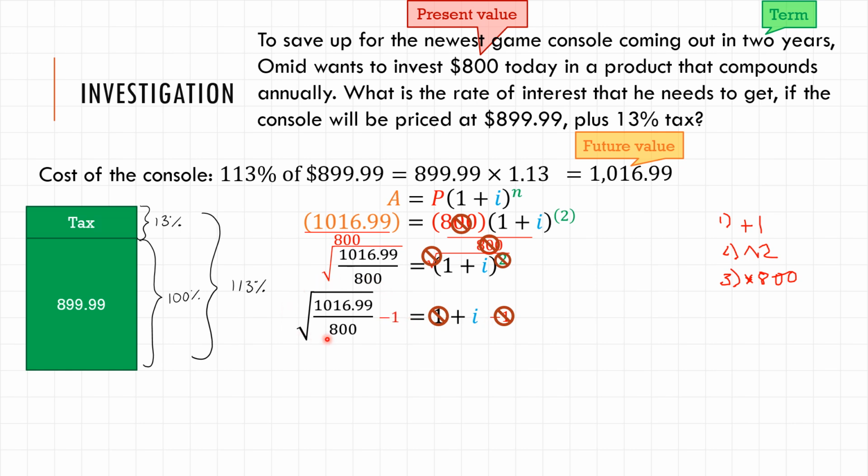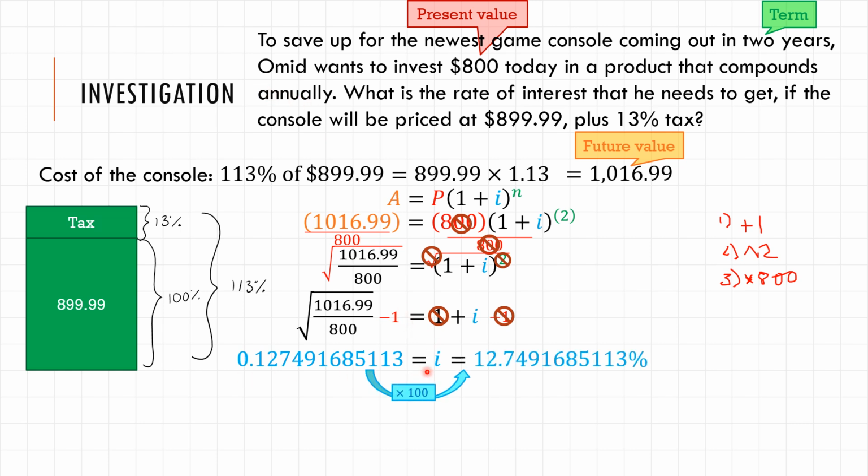And when we finally evaluate this in our calculator, this is going to be our interest rate for one period, which is 1 year. We get this decimal, which we can multiply by 100 to turn it into a percentage. And it looks like Omid's investment needs to grow at 12.749% approximately if he wants to reach this amount in exactly this time and he doesn't have any more money to spend. So it's up to him to find an investment product that can guarantee at least 12.7% per year.